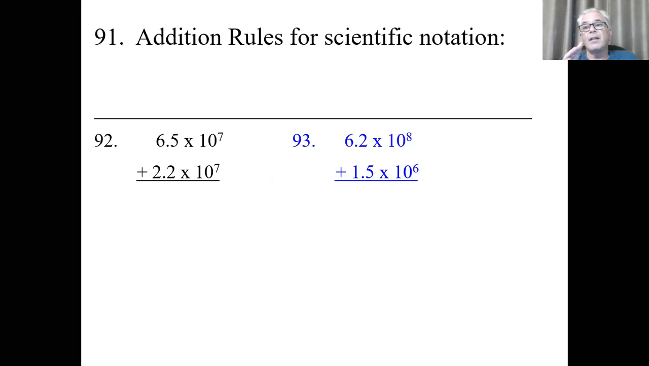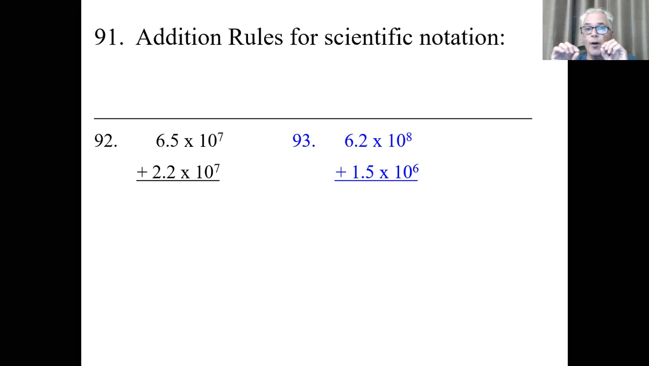Now, this one's harder. Addition and subtraction is one extra step. When you look at this question for 92, both of these numbers have 10 to the 7th. But if you look at number 93 in blue, we have 10 to the 8th plus something to 10 to the 6th. The problem with this one is they look nice, but if you think about it, the top number is going to be 62 with 7 zeros, but the bottom number is going to be 15 with only 5 zeros. So the 6 and the 2 on top are not really lined up. They're in different columns, and it's hard to see.